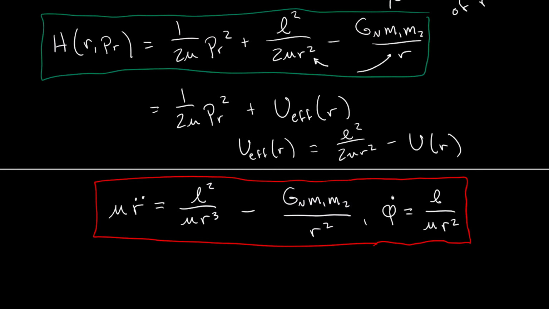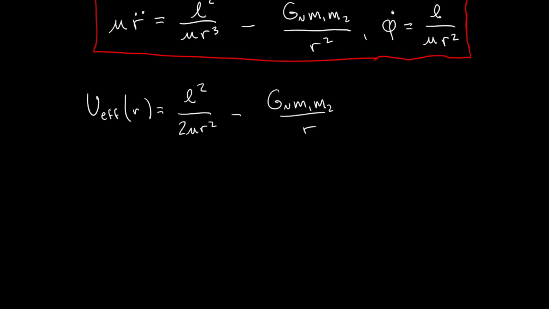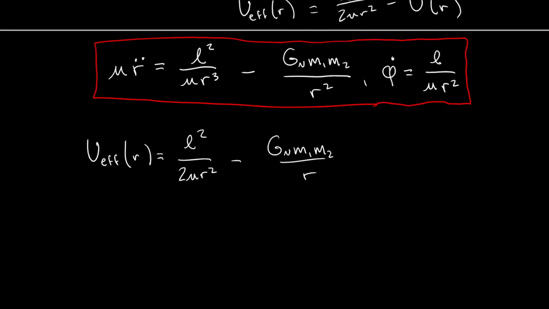But so before I get too deep into actually solving this and everything, I want to take a bit of a closer look at this effective potential energy. I'll just rewrite it down here for us. This is L squared over 2 mu r squared minus G_N m1 m2 over r. So this is our effective potential energy.